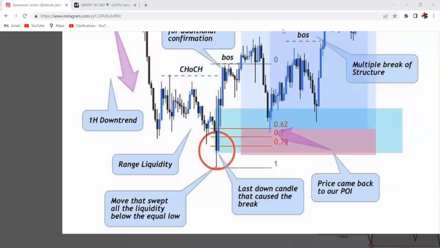All right. It broke out. It broke structure right here, change of character, and then it came back to, as you can see, price came back to our POI. That candle right there, the last candle. You see how it wicked and then took off.